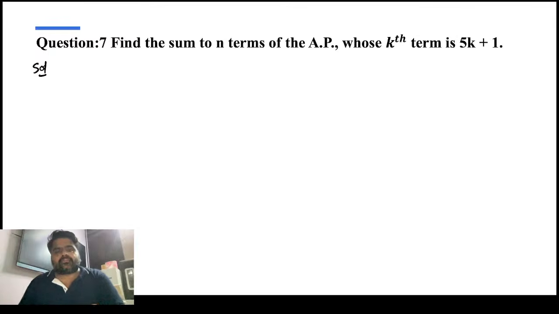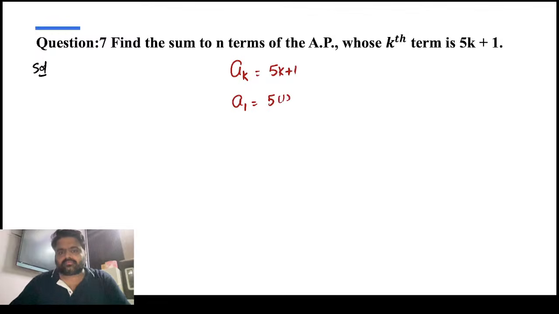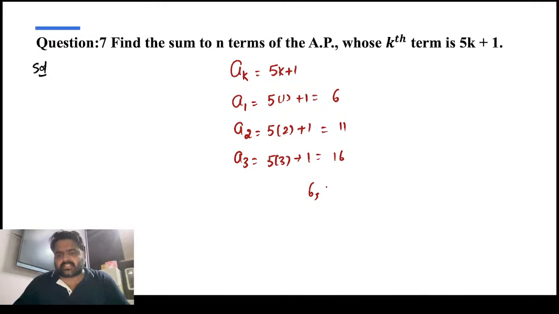Find the sum of the n terms whose kth term is given to you. The kth term is 5k plus 1. If I talk about the first term, put k equal to 1, and I get 6. If I put k equal to 2, the result is a2 equal to 11. If I put k equal to 3, the value is 16. Now I got an AP: 6, 11, 16 and so on.